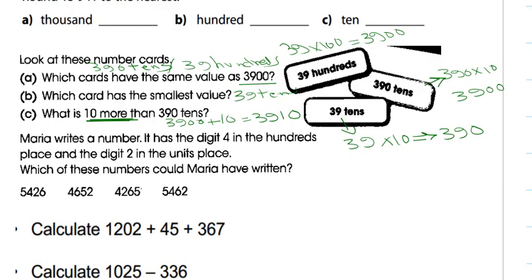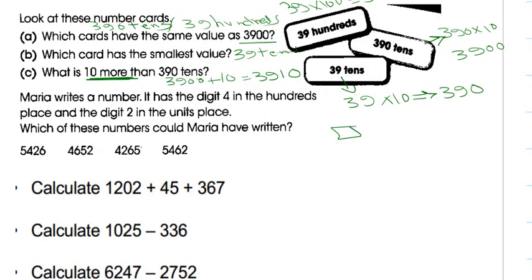Maria writes a number. It has the digit 4 in hundreds place and the digit 2 in units. Which of these numbers could Maria have written? So I have a number. Let's put empty boxes. The digit 4 in hundreds and the digit 2 in units. So let's search for the numbers that have 2 in units and 4 in hundreds. This number is valid for the question.